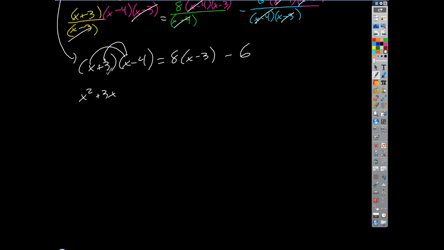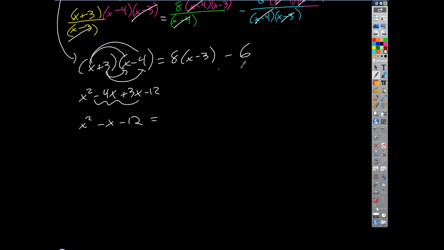If I distribute the x through, we're going to get x squared minus 4x. If I distribute the 3 through, I'm going to get plus 3x minus 12. So if I combine like terms there, I end up with x squared minus x minus 12 equals, and then on the other side it's a little bit easier.